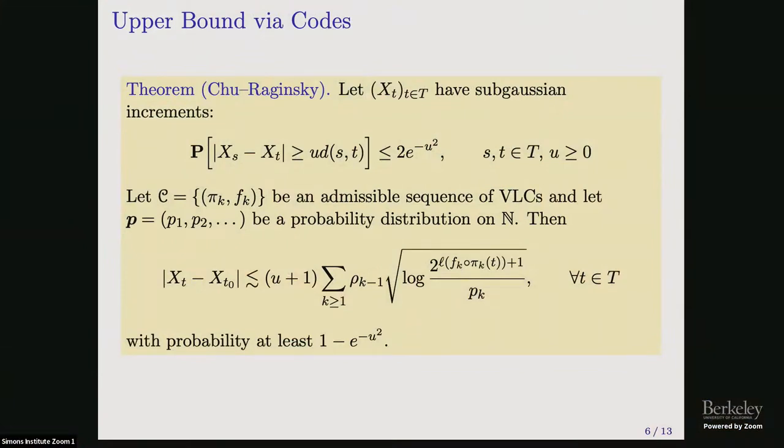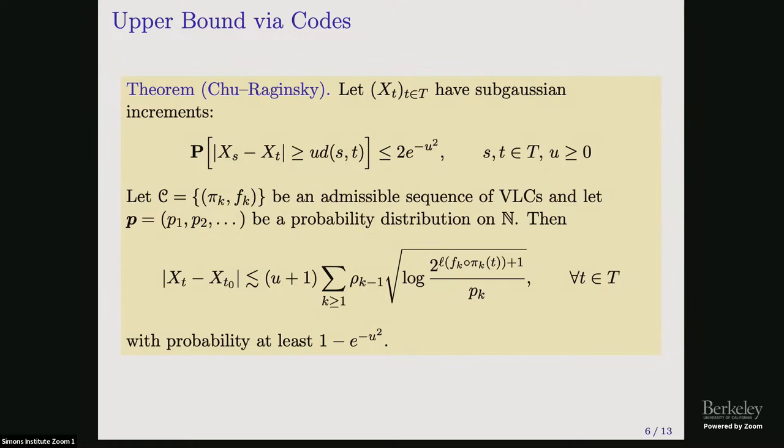And then, just take any admissible sequence of codes, and then take a probability distribution P on integers. I'll explain one way to interpret that. It's not exactly a prior, although you can think about it as a sort of mixing weights for a multi-scale representation. But the point is that these C and P are just free variables that you can optimize over.